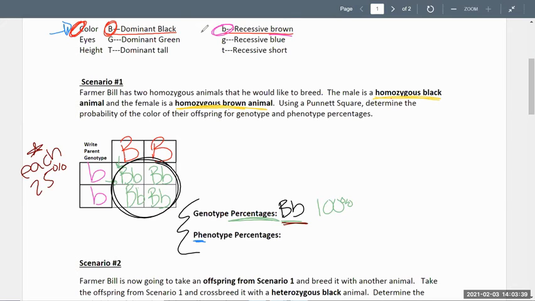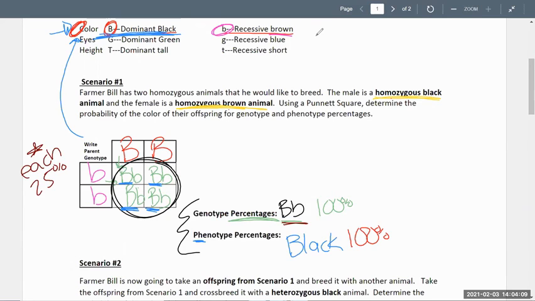So they're either going to be black or brown. But how do we know? The law of dominance says that every time we have at least one dominant allele, we will see that dominant trait. So again, look up here. What's the dominant trait? Black. Therefore, our phenotype is going to be black. And because every single one of our babies has the same genotype, 100% of them are going to be black.